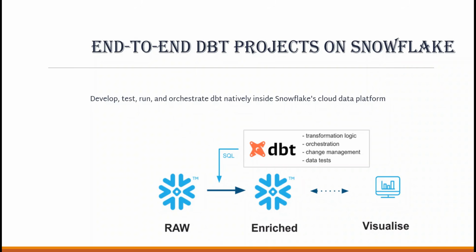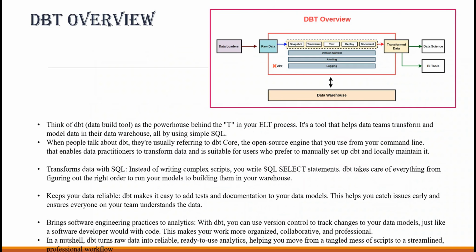And before we jump into the DBT project, let's just understand about the DBT core overview. You can see the diagram or the architecture where basically you will be first implementing your ETL or ELT, and then that raw data you can apply the transformations, snapshot, test, deploy, and the documentation with the help of the DBT. And after that, the transformed data you can utilize for your reporting and all. So think of DBT as the powerhouse behind the T in your ELT process.